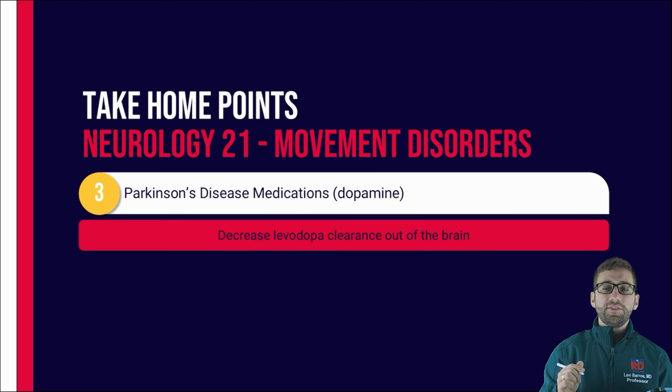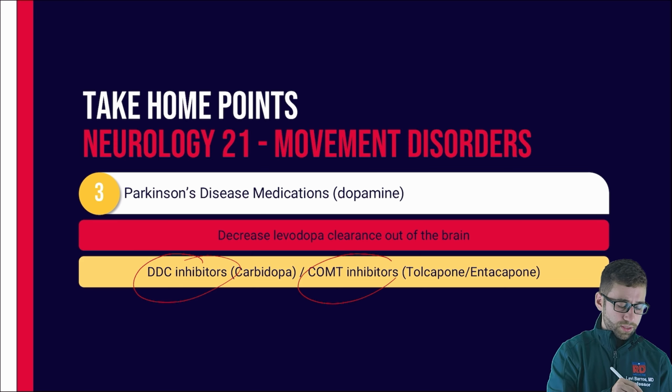Medications that decrease levodopa clearance out of the brain include dopa decarboxylase or DDC inhibitors, such as carbidopa, and COMT inhibitors, such as tolcapone and entacapone. These drugs help increase the availability of levodopa in the brain. DDC inhibitors and COMT inhibitors.